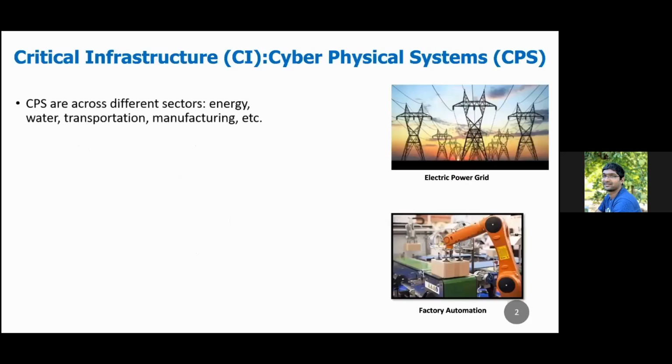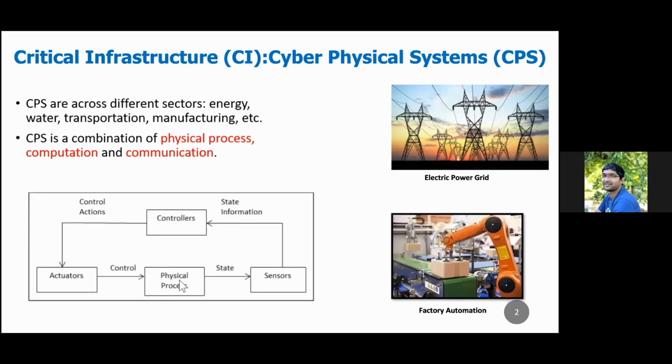In general, these critical infrastructures are cyber physical systems in different domains, such as power grid, factory automation, water, and manufacturing. These systems are a combination of physical process and computation and communication. If you look at it as a state transformation diagram, we have a physical process across different infrastructures, whether it is water, power, or manufacturing, even robots.